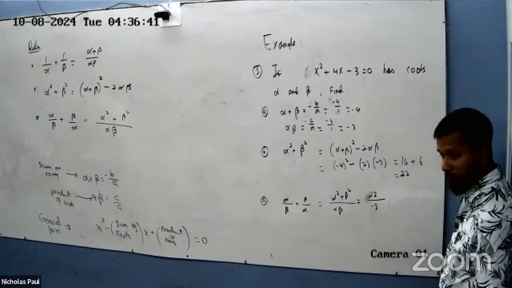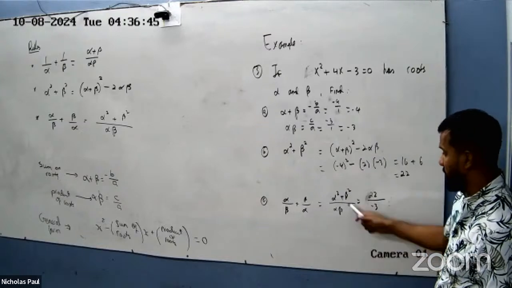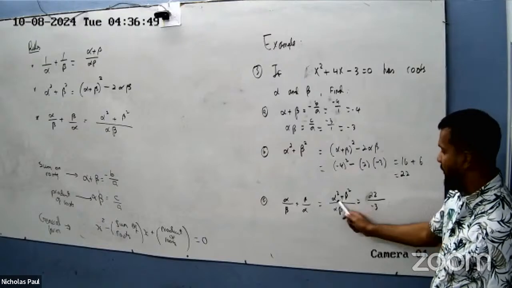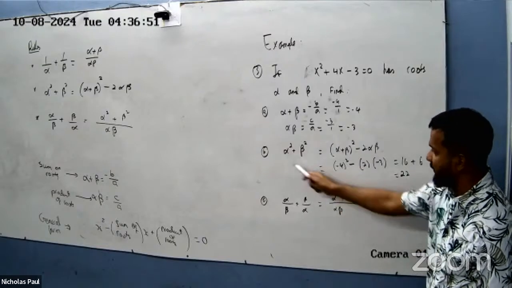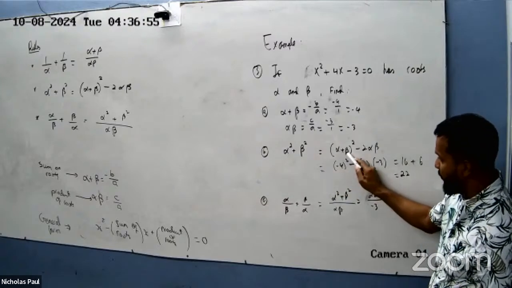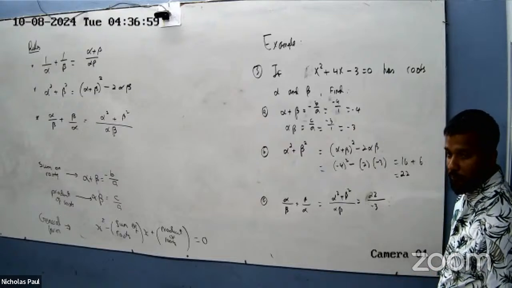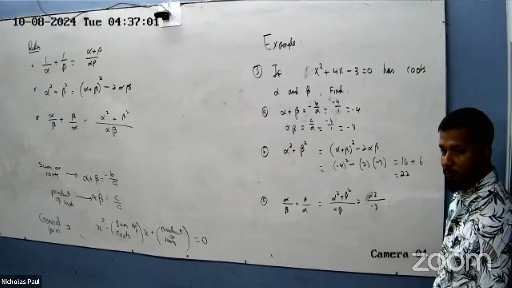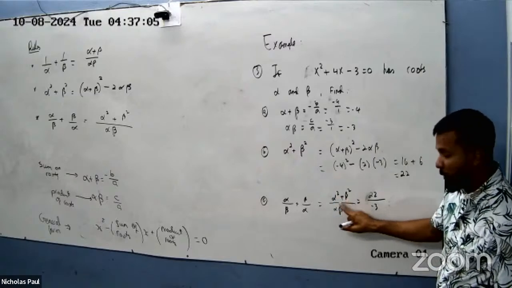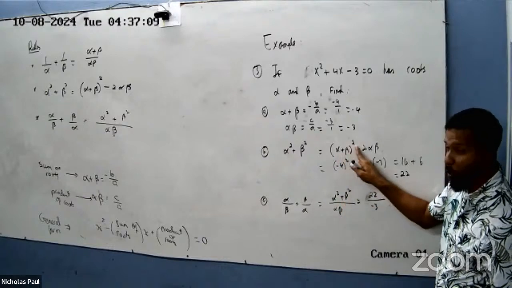I can answer you because it's negative. No. Alpha squared plus beta squared is this, which is this whole thing. This is alpha plus beta squared. But it's squared on each one. So it's alpha squared plus beta squared. This is alpha plus beta all squared.